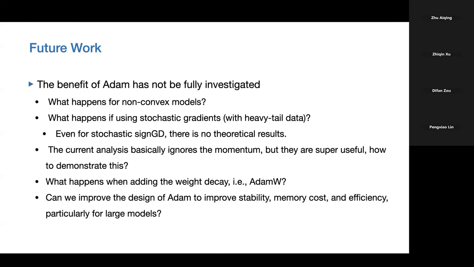large language models? Finally, Adam was designed about 10 years ago, but there are many papers trying to improve Adam from different perspectives. So we also want to extend some research in those directions, like improving the stability and improving the memory cost and efficiency, especially for large language models. Okay, so that is the end of my talk.